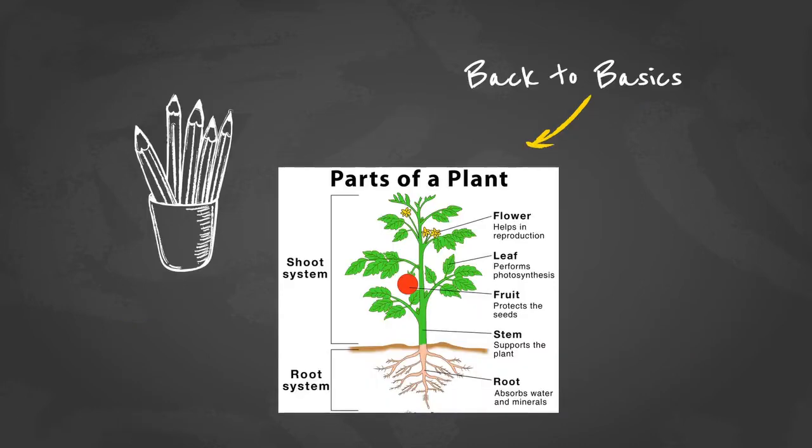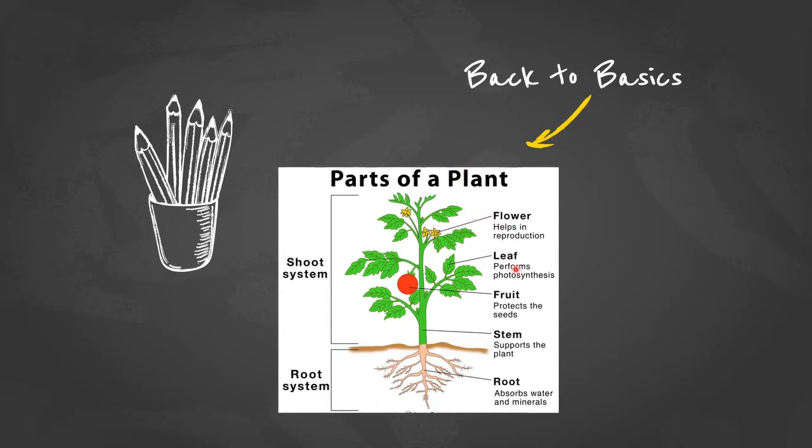So we're going to go back to some basics, looking at the parts of a plant. Now, we can look at it based on the root system and the shoot system. Shoot, if you want to think of it like a rocket shooting up. So what is above the ground? And the root system is what's below the ground.